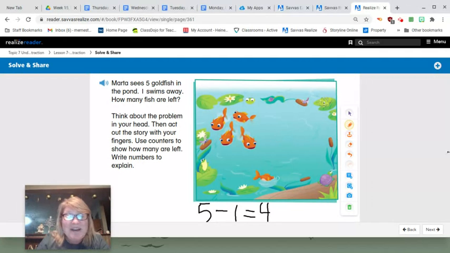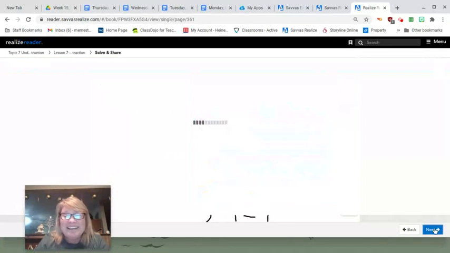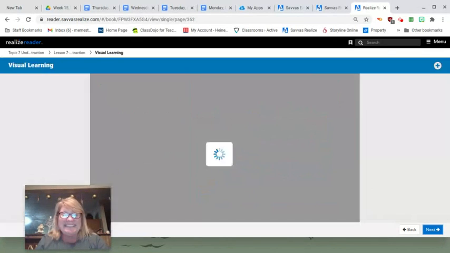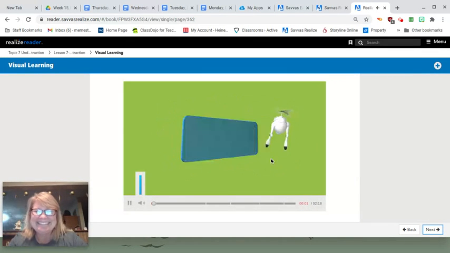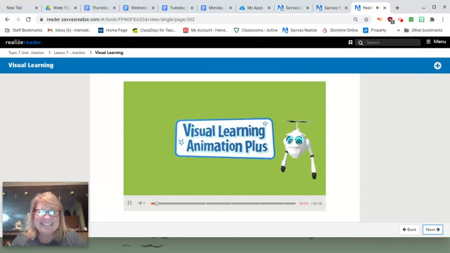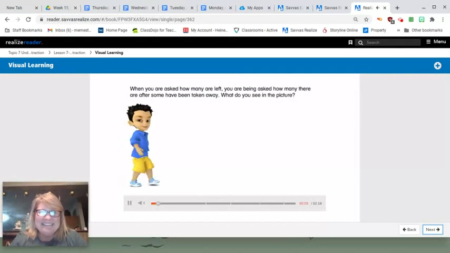All right, let's go ahead and listen to the video now. Here we go. When you are asked how many are left, you are being asked how many there are after some have been taken away. What do you see in the picture? 6 cubes are in a circle.